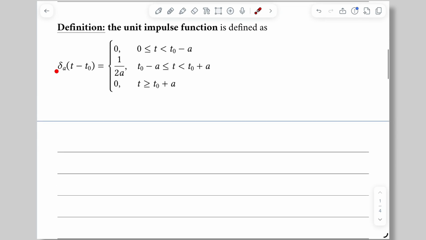It's denoted delta sub a of t minus t naught. The a is the radius of the interval over which the function is active, and the t sub 0 is the center of that interval. Delta sub a of t minus t sub 0 is 0 when t is between 0 and t naught minus a, 1 over 2a when t is between t naught minus a and t naught plus a, and 0 when t is greater than t naught plus a. Notice our intervals are closed on the left endpoints and open on the right so that we don't overlap and violate the definition of a function.